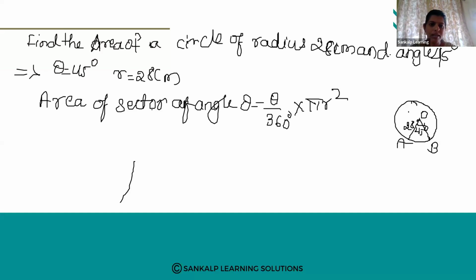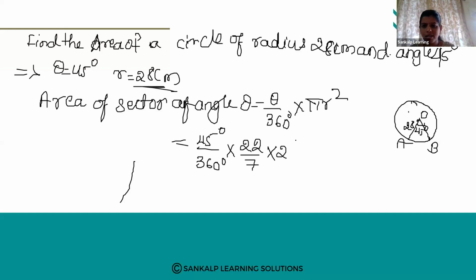So here we are calculating area. So pi r square. Theta is 45 degree divided by 360 degree into pi value, which is 22 divided by 7, and r value we know, that is 28 centimeter. So r square is there. So 28 into 28, right? So 7 ones are 7, 7 fours are, right?